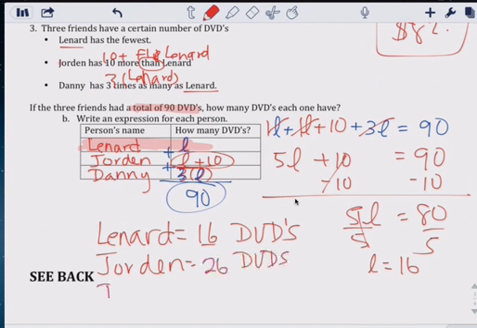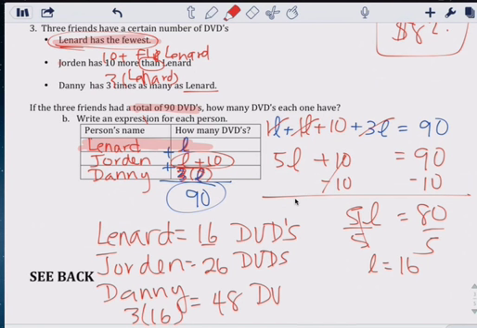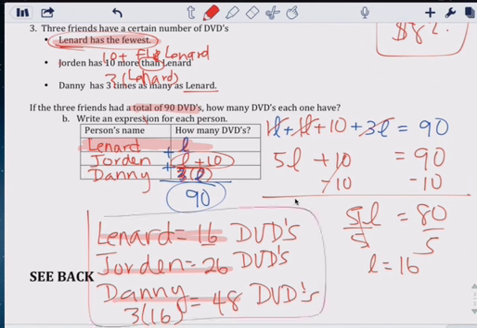The last one is Danny. Danny is 3 times Leonard. Leonard is 16. 3 times 16 is 48 DVDs. So Leonard definitely had the fewest. Right up here it said that, and this proves it. He had 16, his friends had 26 and 48 DVDs. Okay, that's how you do that.